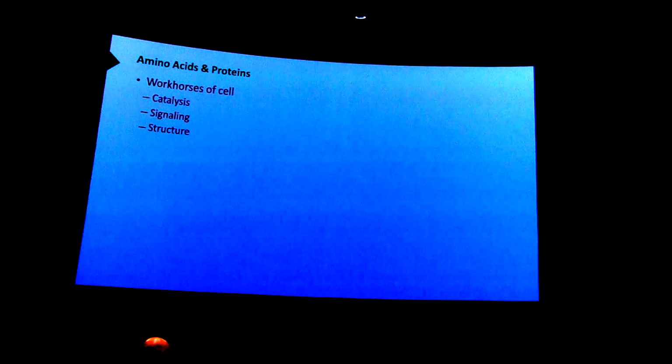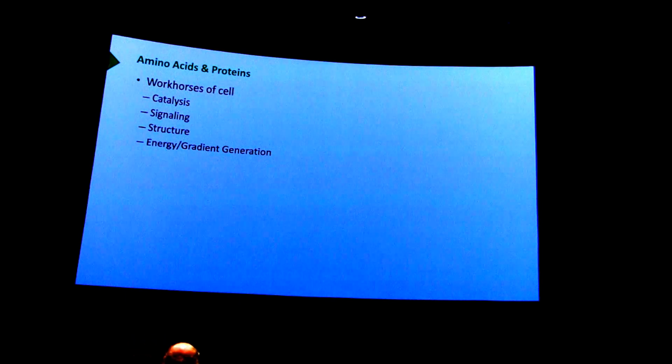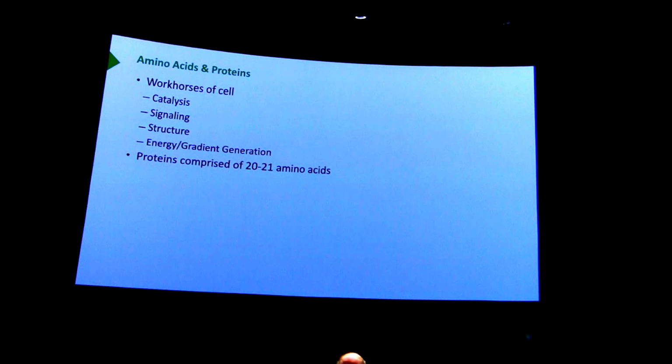Proteins are the workhorses of cells. Without proteins, we don't have cells. We don't have functioning cells. Proteins perform in catalysis, catalyzing reactions. Proteins perform in signaling, cells talking to each other in different parts of the body. Proteins give cells and the body structure. Hair is largely protein. Proteins are necessary for creating and storing energy.